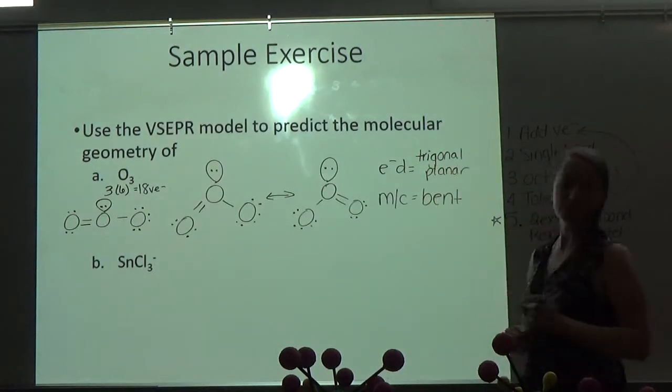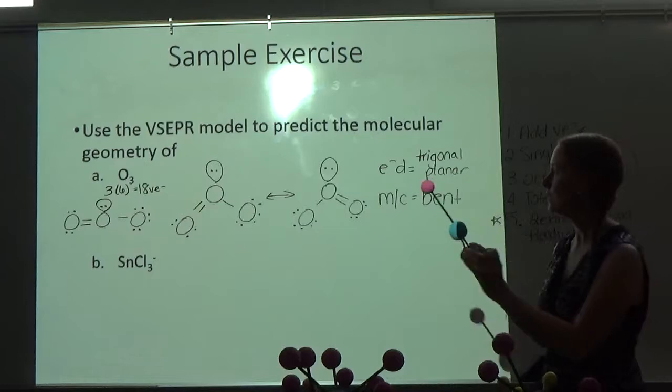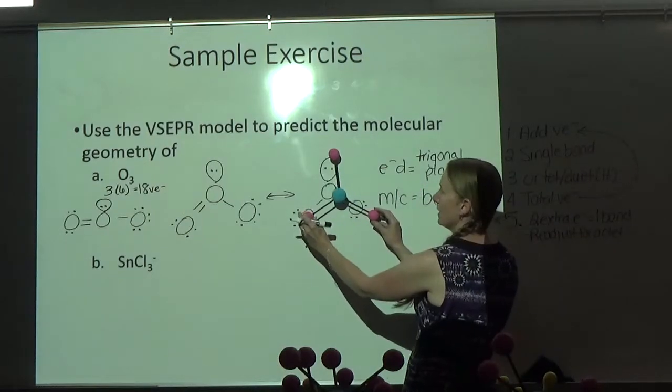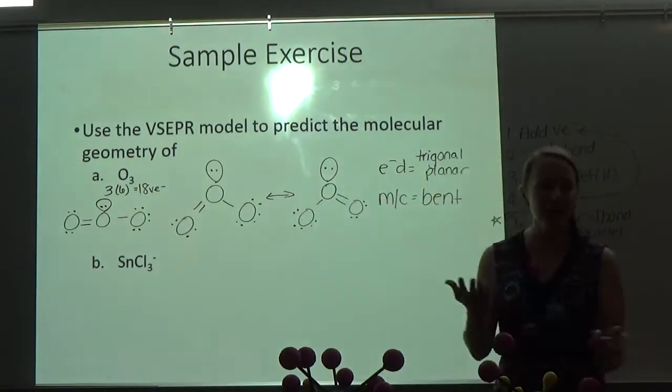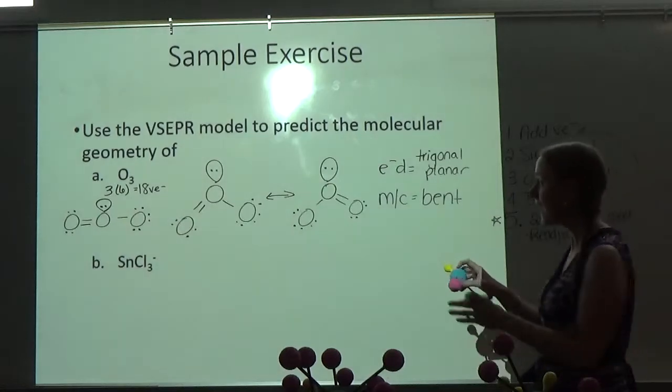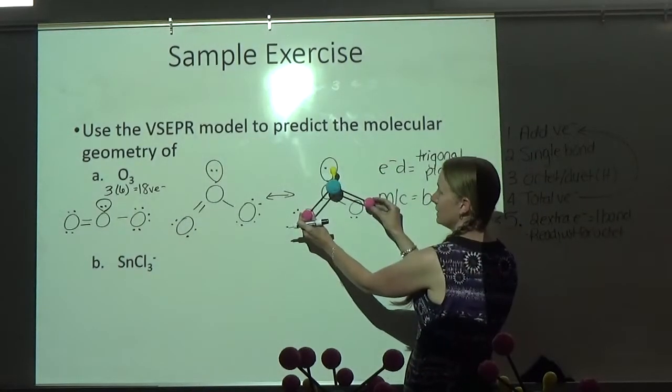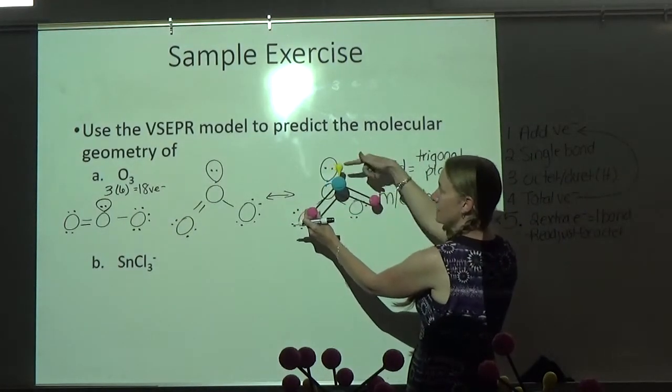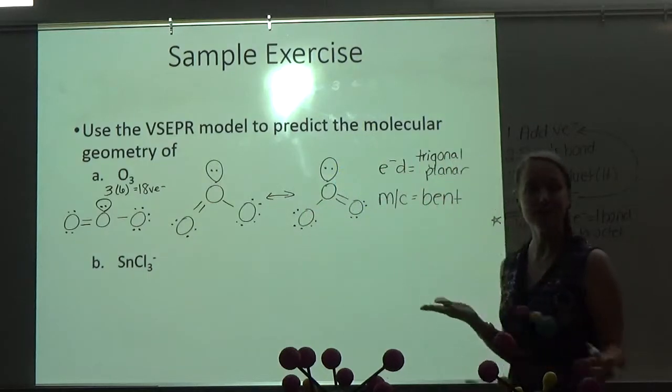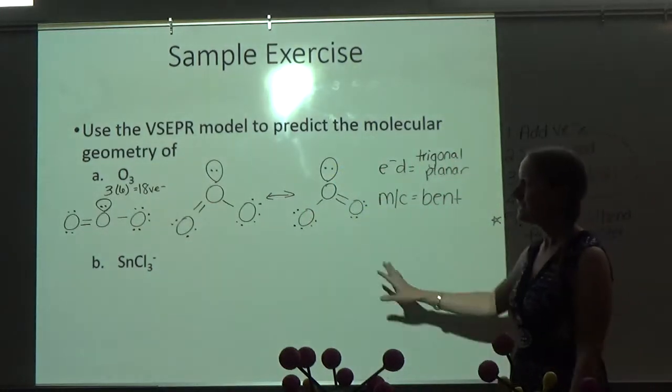And so you can see how you have your 3 domains. But because the top one's not a bonded atom, that's why it ends up being this. But because we have the 3 domains, it's still 3 like a triangle in the same plane. All right, so let's look at our next one.